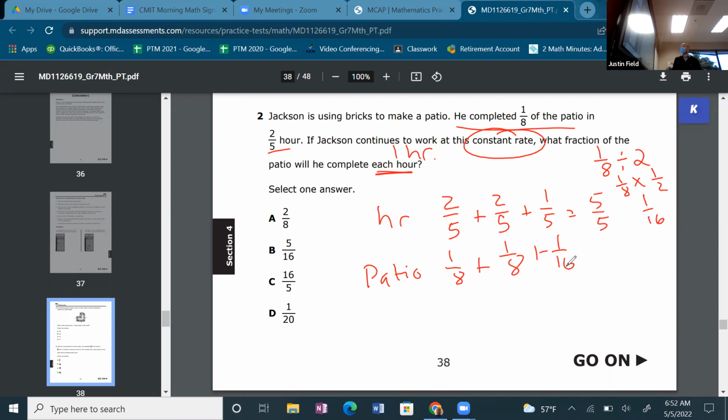All right, so now we just gotta add these together. But can we add these fractions together? No, we need common denominators first. What can we multiply the 8 by to make it the 16? The answer is 2. We get 2/16. That's 2/16, that's 2/16, and that's 1/16. That's 5/16.